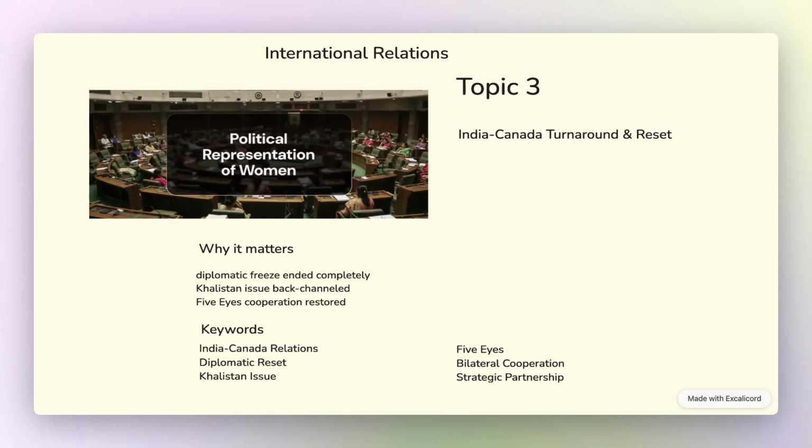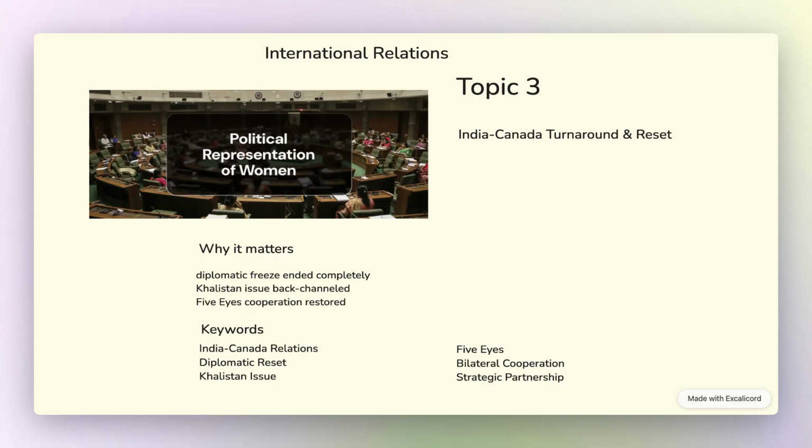Now, the next important topic is India Canada turnaround and reset. India and Canada have announced comprehensive diplomatic reset after months of frozen relations following Canadian allegations about Indian involvement in activities on Canadian soil. Both countries agreed to back channel the Khalistan issue while restoring practical cooperation on trade, security, and education. Intelligence sharing resumed and visa services restarted. The reset followed sustained US diplomatic mediation.